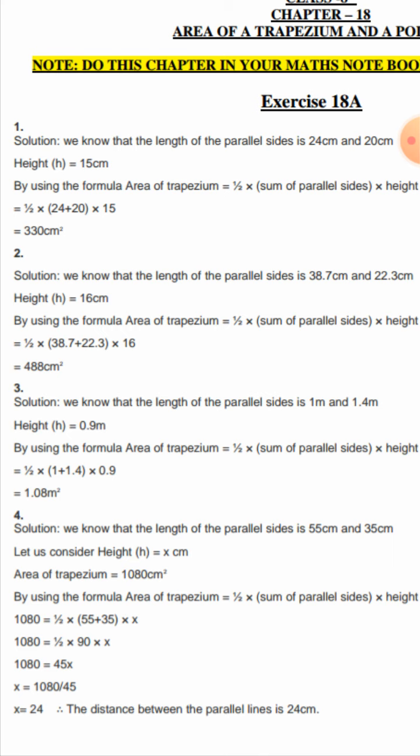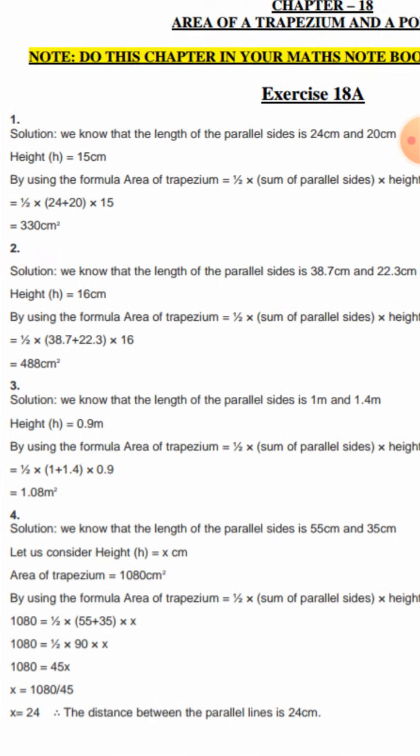Similarly, the second question is also: find the area of trapezium whose parallel sides are 38.7 and 22.3 and distance between them is 16. Here also by applying the same formula, half into sum of parallel sides into height, it will be half into 38.7 plus 22.3 into 16. So the answer will be 488 centimeter square.